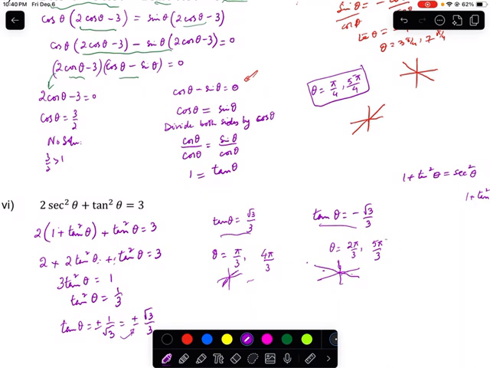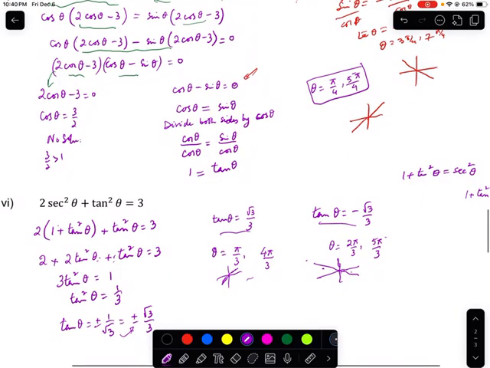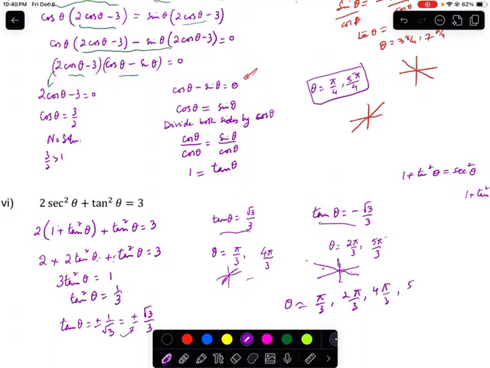So our final answer in this last example will be theta equals pi over 3, 2 pi over 3, 4 pi over 3, and 5 pi over 3. So this is how we find the solutions of the equations.